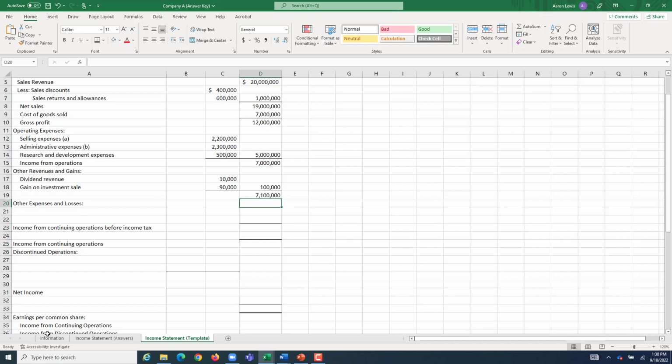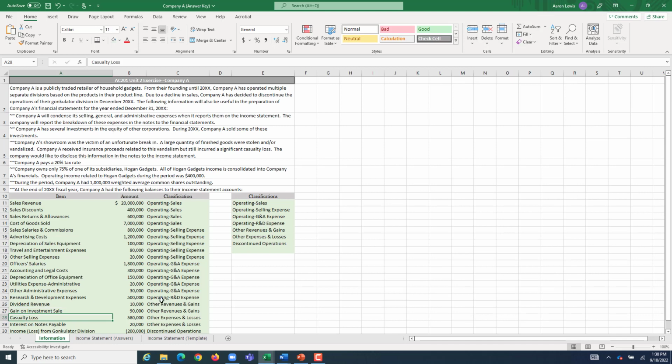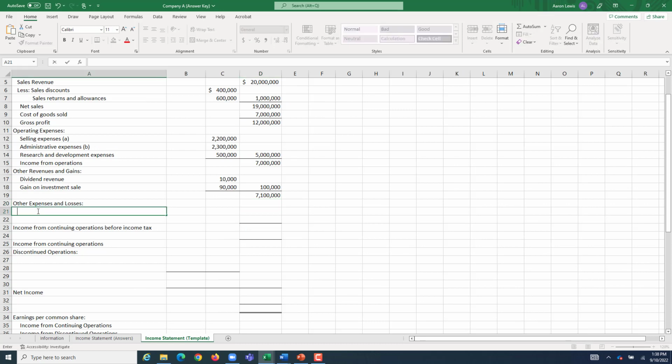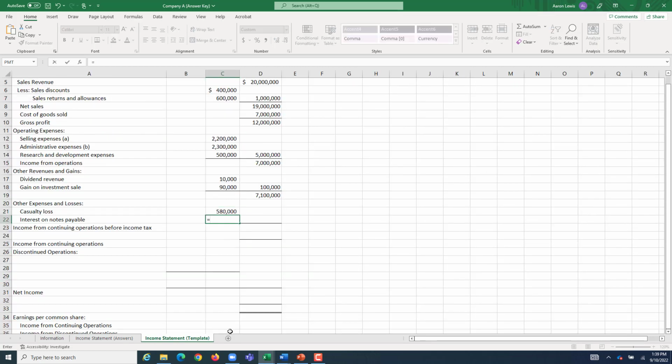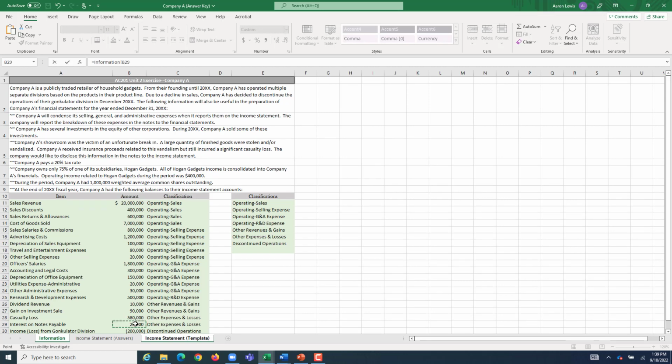However, we did have other expenses and losses. If we go here, we see we had two. We had a massive casualty loss from the break-in and theft of our showroom, and we paid $20,000 in interest on our notes payable. So let me go and fill in those two line items. We had a casualty loss, and we had interest paid on our notes payable. To the center column, let's bring those numbers over. It was a $580,000 loss and a $20,000 interest payment on our notes.